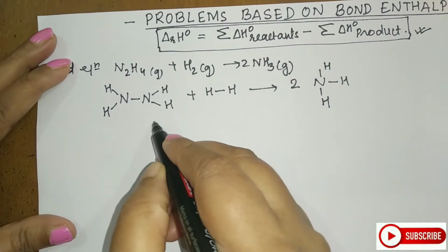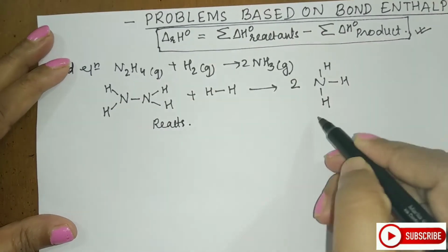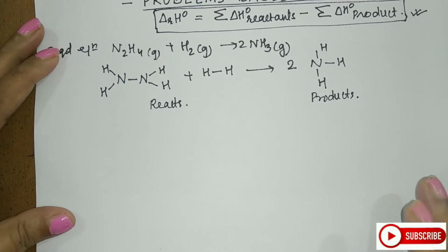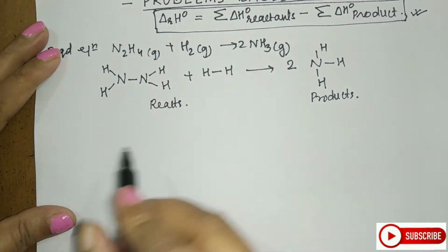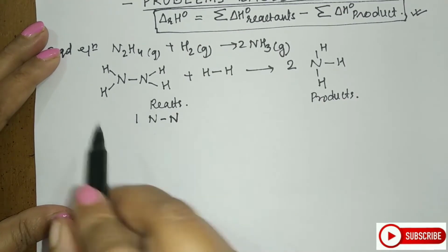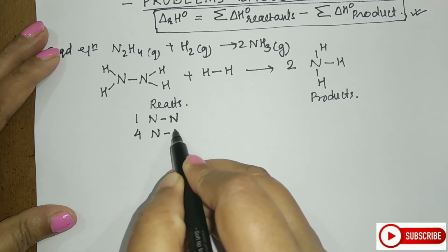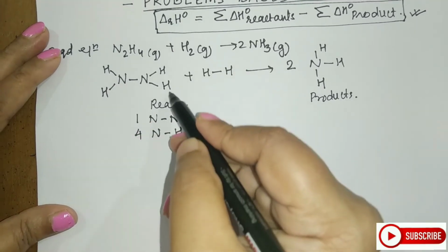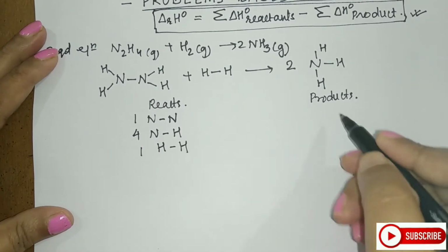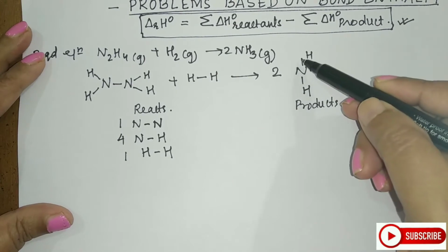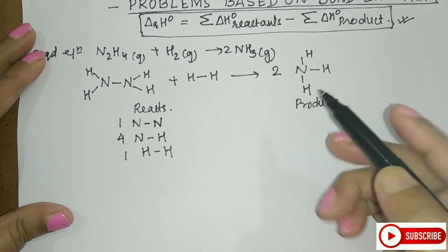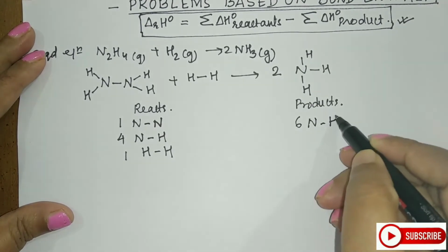Now here I will write reactants, and here I will write products. Why did I write this? So that I can simplify the type of bonds. If I see this structure, there is one nitrogen to nitrogen bond, that is this. There are 4 nitrogen to hydrogen bonds, those 2 and those 2. And there is one H to H bond. On the product side, if I see, there is one NH, 2 NH, 3 NH, 3 multiplied by 2, so it will be 6 NH bonds.